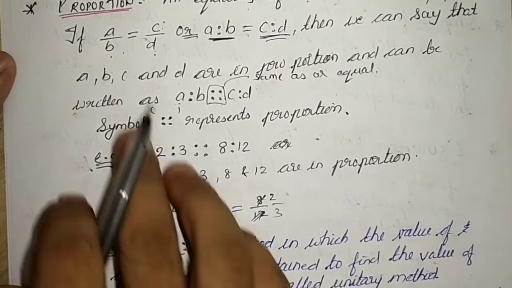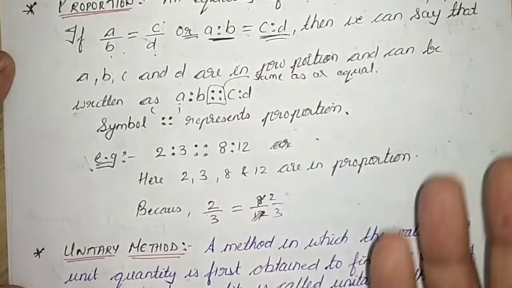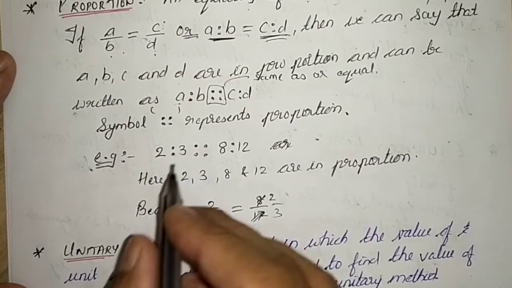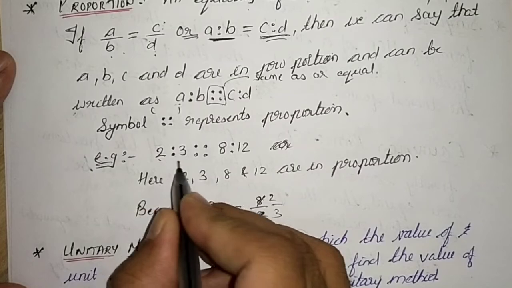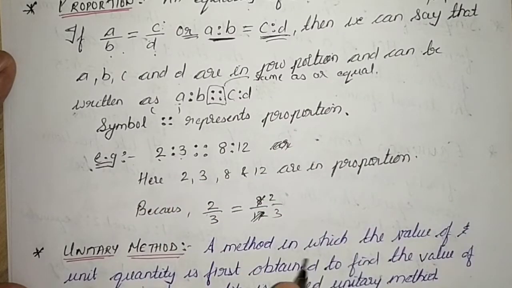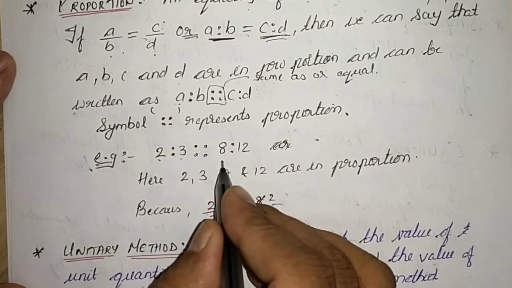Not understood? This was A, B and C, D. That was for alphabetical form. Let us take with the numerical form. We understand this better. So let us say 2 is to 3 and 8 is to 12 they have given you. Are they in proportion?